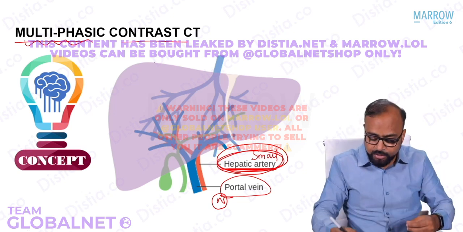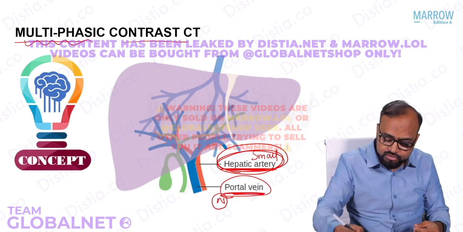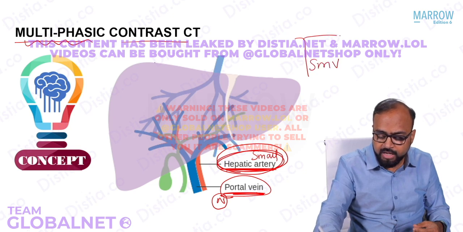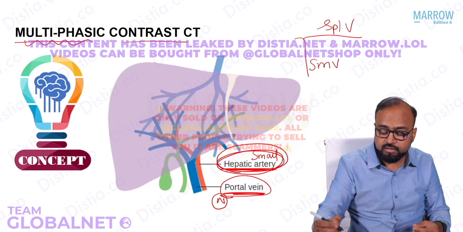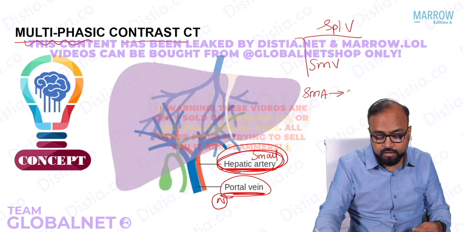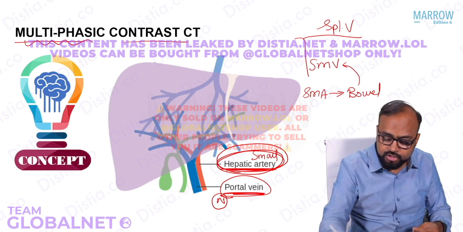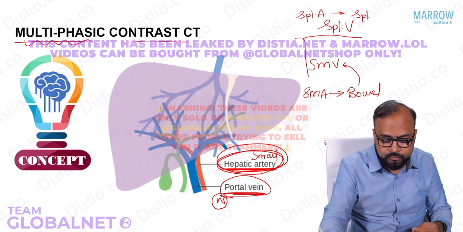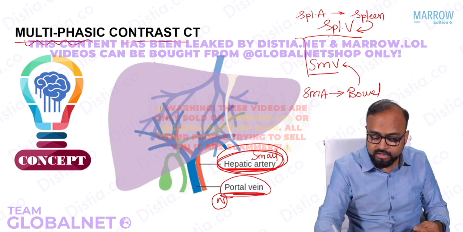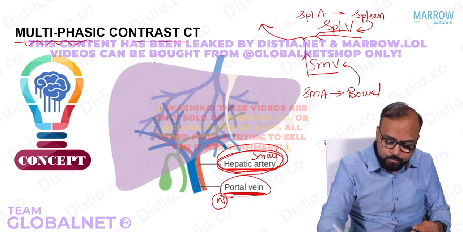When will the contrast come into the portal vein? Portal vein is formed by the fusion of superior mesenteric vein and the splenic vein. First, the contrast will go into the superior mesenteric artery. From there, it will go into the entire bowel, right? Then it will come into SMV. Similarly, the contrast will go in the splenic artery. From there, it will go in the spleen and then it will come into splenic vein. So it will come into superior mesenteric vein and splenic vein slightly at a later time, and then after that it will come into the portal vein.